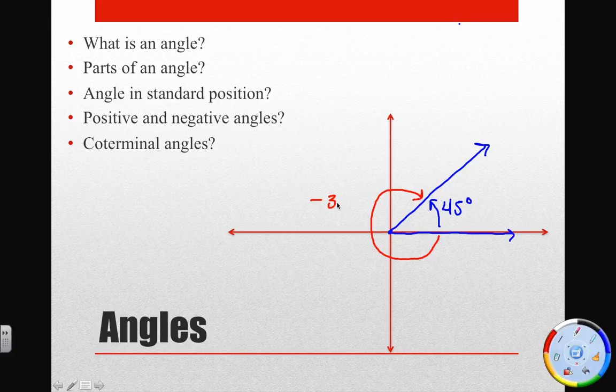Not doing very well here. 315 degrees. All right, you might notice that 315 plus 45 is 360 because one full revolution is 360 degrees.